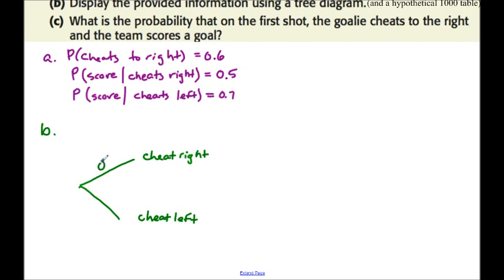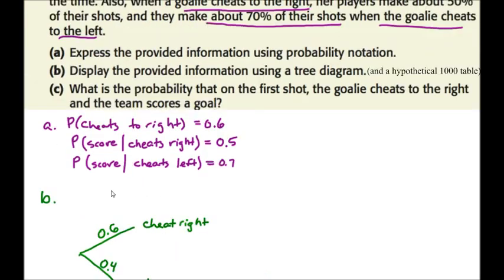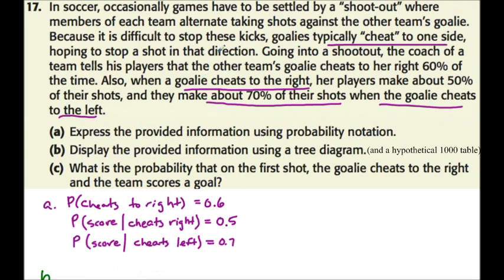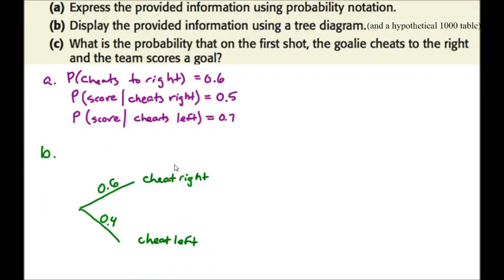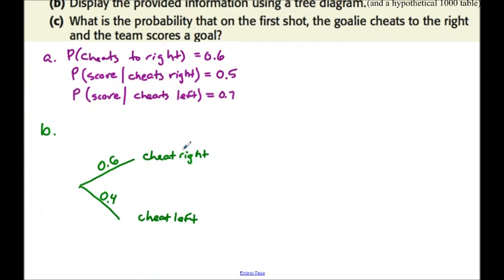So we know that cheats to the right is 0.6, and that's all we're told, but that's all we need, right? Because there's only two possibilities, cheat left, cheat right. Okay, I guess you could say the goalie stays in the middle, but we're assuming that up above it says the goalie typically cheats to one side, meaning they jump to one side or the other, did not stay. Okay, so we're going to make that assumption that there are just two possible outcomes.